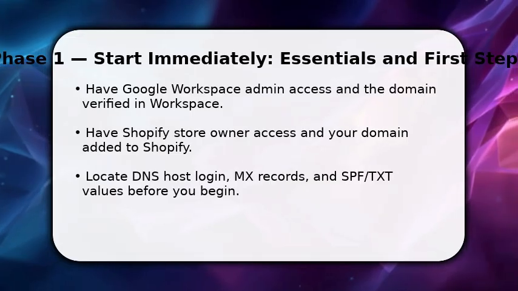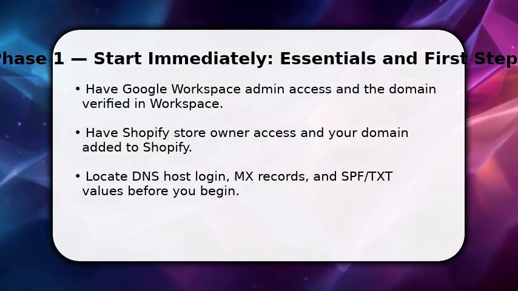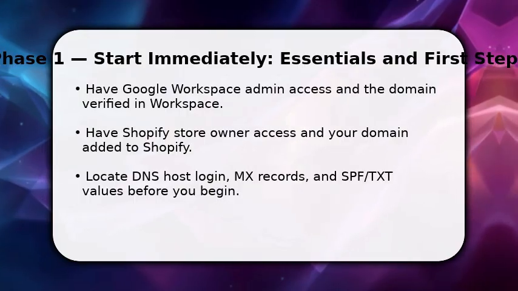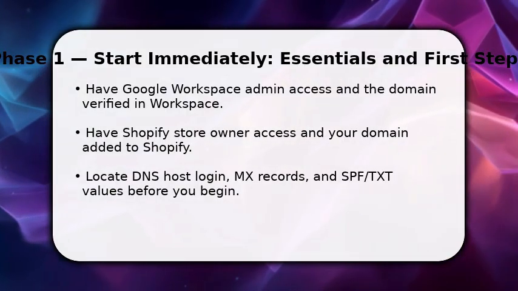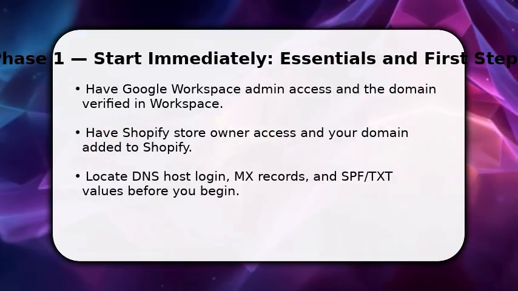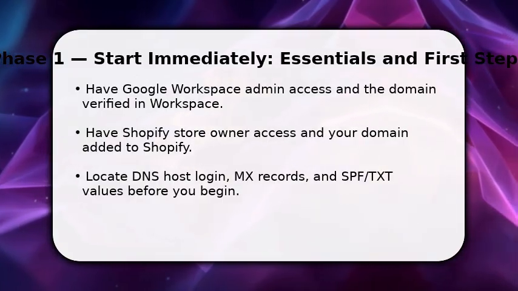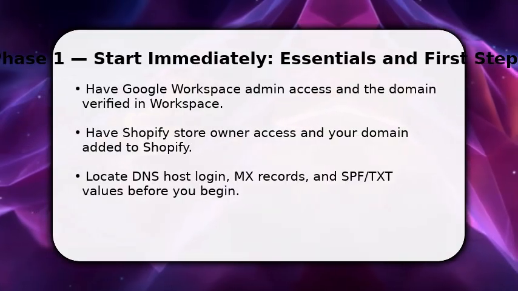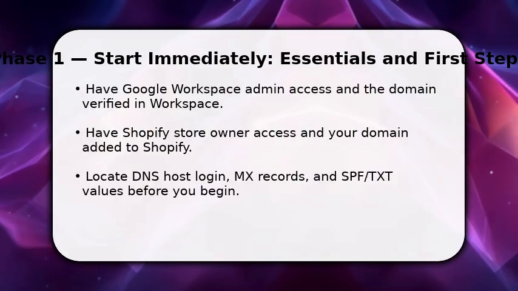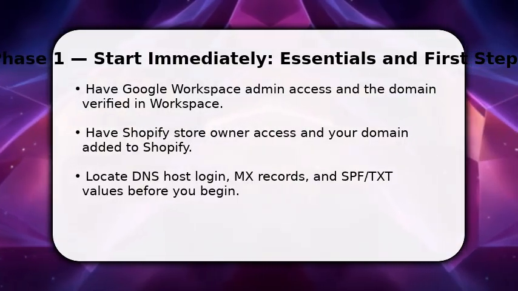You start with 2 admin accounts, Google Workspace and Shopify. Sign into Google Admin to confirm your domain and note the MX records plus SPF/TXT values. This ensures mail routing. Then log into Shopify, open online store domains, and add or select your domain. This is where you will point email. Once done, keep your DNS host login ready because you will update records there next. Make sure you don't close either admin window.